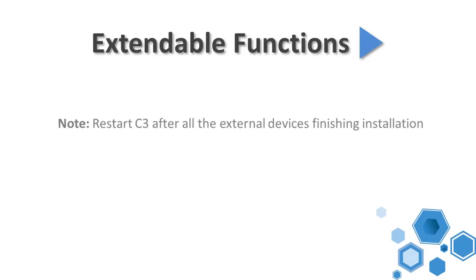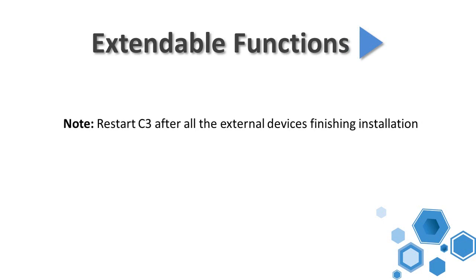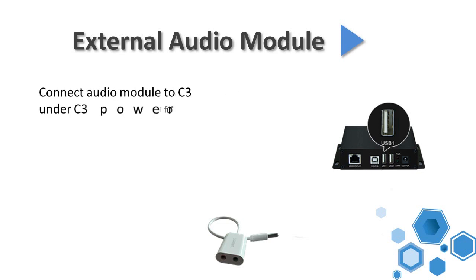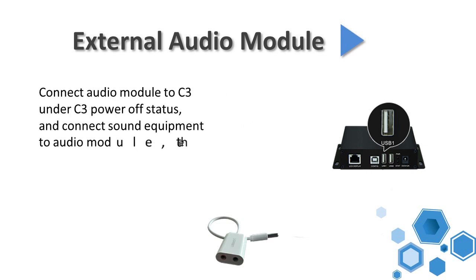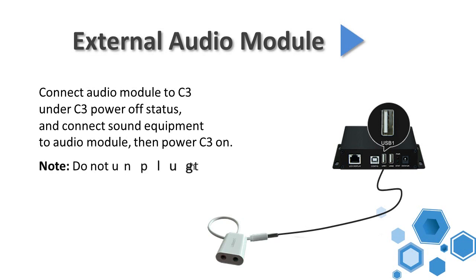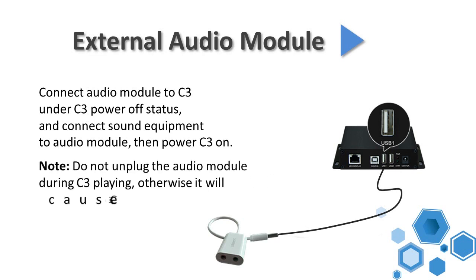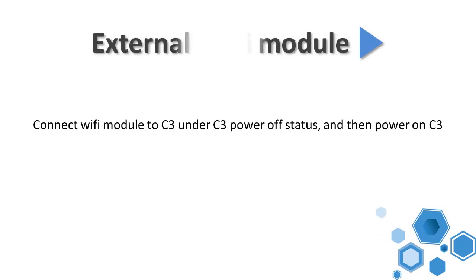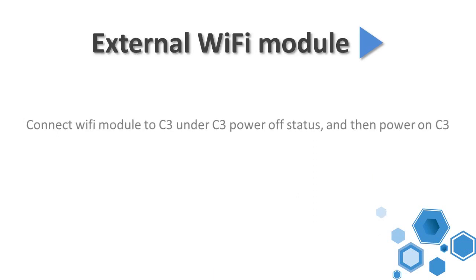The final part is extendable functions. First of all, note that you should restart C3 after all the external devices finish installation. Section 1. External audio module. Connect the audio module to C3 under C3 power-off status, and connect sound equipment to the audio module. Then power C3 on. Please note, do not unplug the audio module during C3 playing, otherwise you will cause C3 to get stuck.